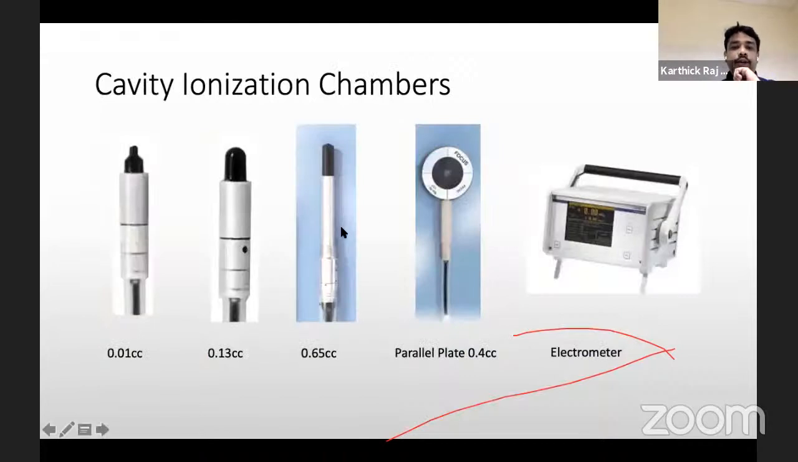There are other chambers needed when you go for high-end techniques like IMRT and VMAT. Sometimes the Farmer type chamber and the parallel plate chamber are not enough. We need small chambers to take the profiles and configure the planning system. Even for 3D CRT, we need at least a 0.13 cc chamber to configure all field sizes from at least 4x4 or 3x3. You need a very small volume chamber of around 0.13 cc. When you go for SRS techniques, you need a miniature chamber like 0.01 cc. These things have to be given importance when you go for procurement or you are setting up a new department.